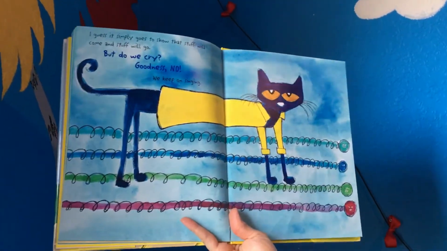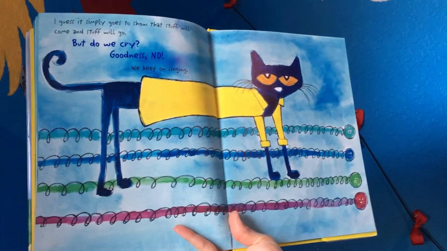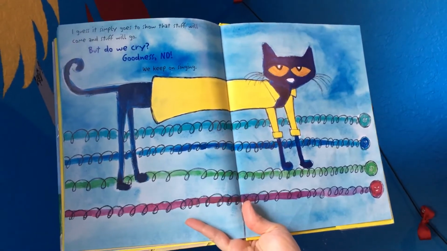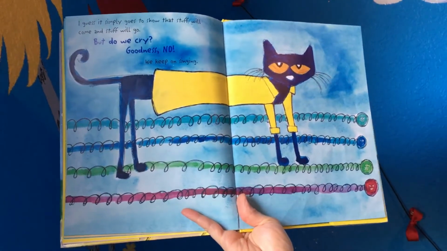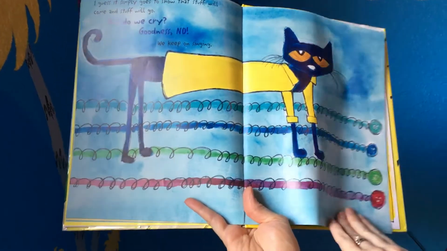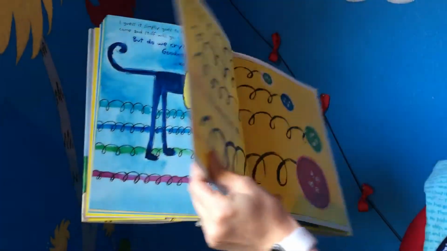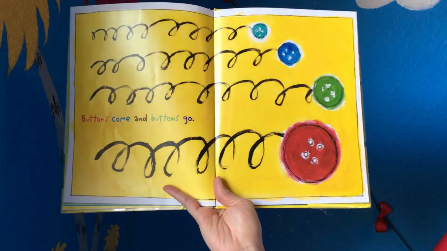I guess it simply goes to show that stuff will come and stuff will go. But do we cry? Goodness, no. We keep on singing. Buttons come and buttons go.